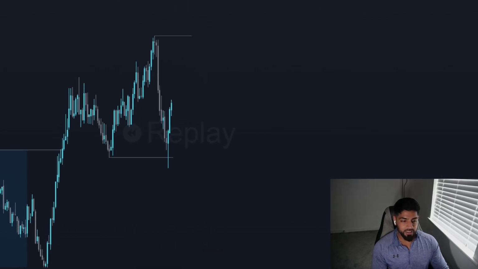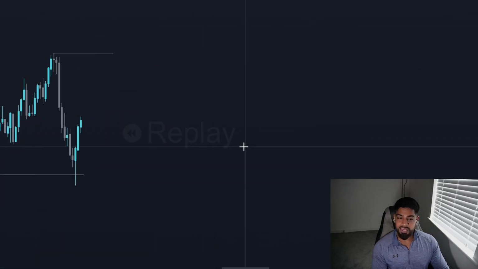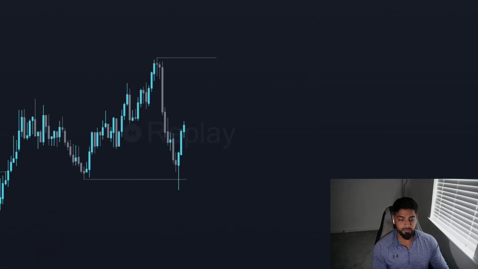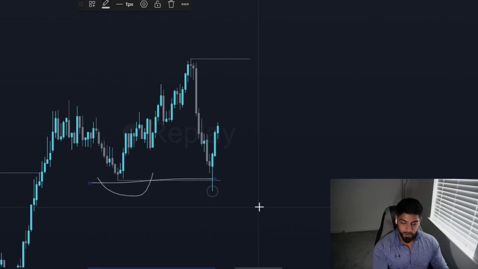And instead of giving us a market structure shift, what does price do? This is where you have to really understand the characteristics that price is showing you. Right here, price swept the low. So what did it do? It took out all of the orders that were sitting right below this low. Why would you do that?